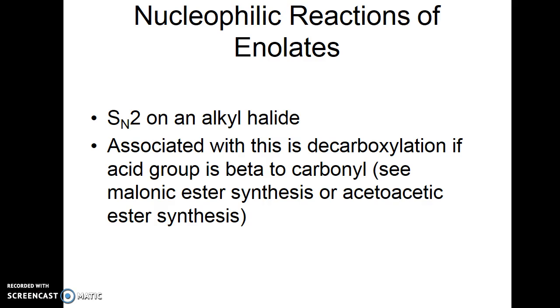Along with alkylation, we will see that if you have an acid group beta to a carbonyl, you can do decarboxylation, and we'll see some examples of this. This is primarily associated with the malonic ester synthesis or the acetoacetic ester synthesis, but it's not limited to that. Anytime you have an acid group beta to a carbonyl, if you heat with acid, you can decarboxylate. So we'll look at this a little further.